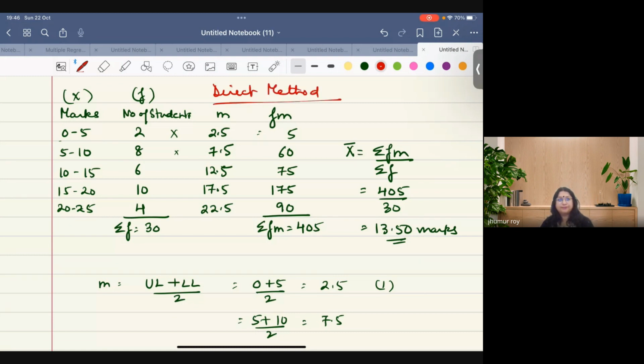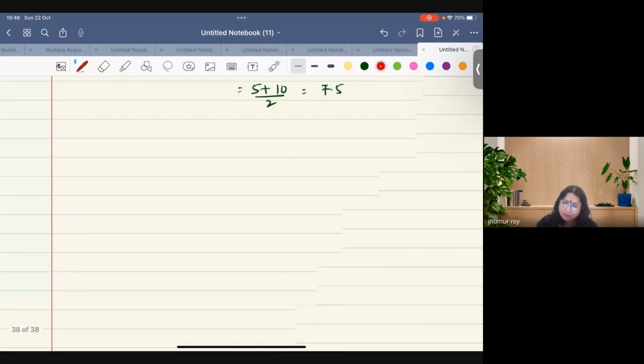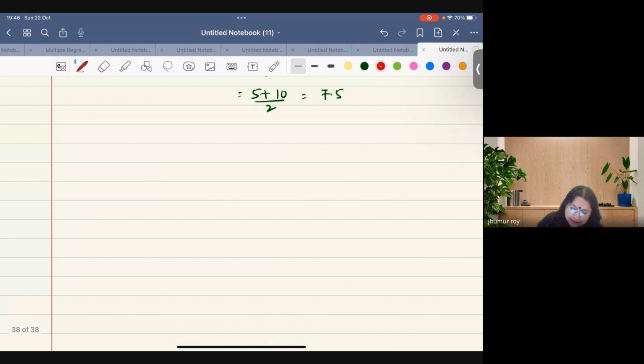Is everybody clear? Please don't worry. If you are able to follow this method, please go ahead and follow this method. You don't have to get very worked up. But I'm telling you the shortcut and step deviation method. Once you do two questions, you will want to do all your questions through that method. It becomes very simple. Now, second, we'll do the same question through the second method.